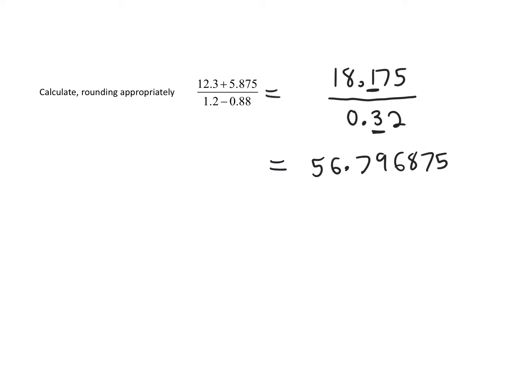Remember, addition and subtraction goes by precision, where multiplication and division go by significant digits. So here we look at significant digits. We have the 18.175. It would have been rounded to 18.2, which is only 3 significant digits. The denominator is 0.32, but it would have been rounded to 0.3, which is 1 significant digit. So our final answer actually should only have 1 significant digit. So this would get rounded to 60.